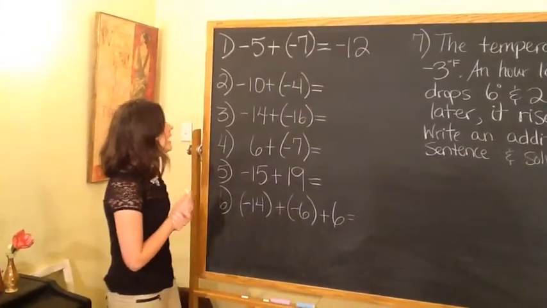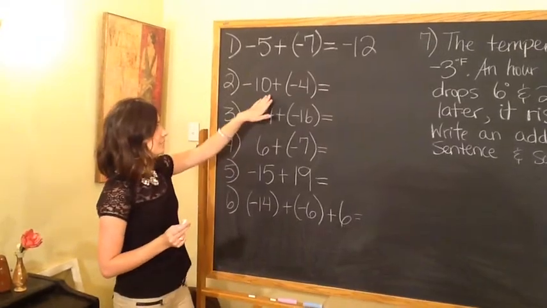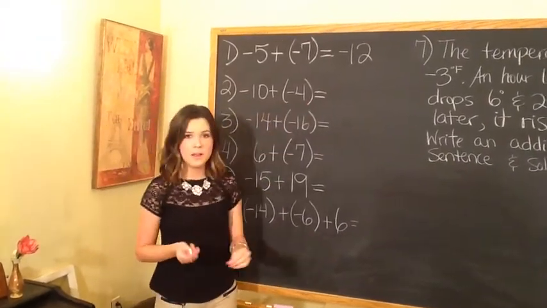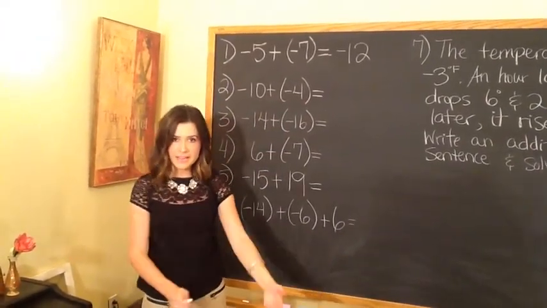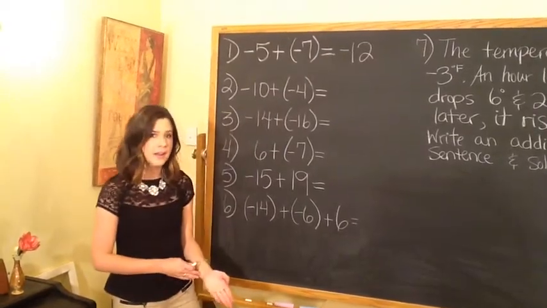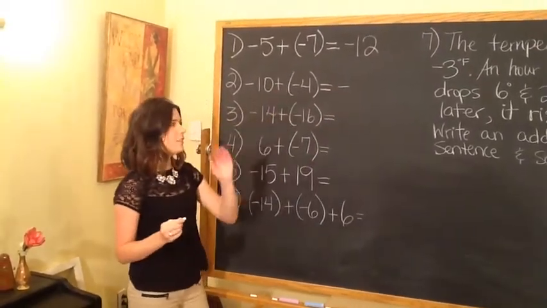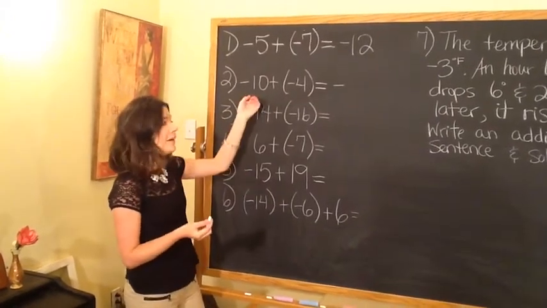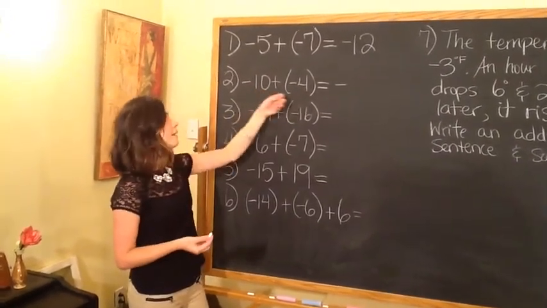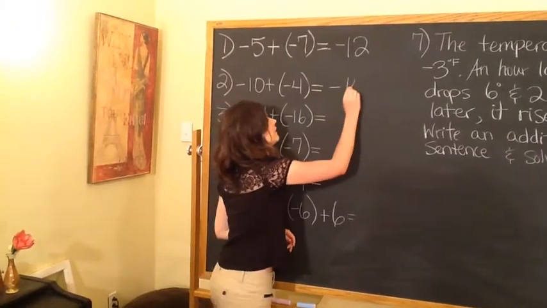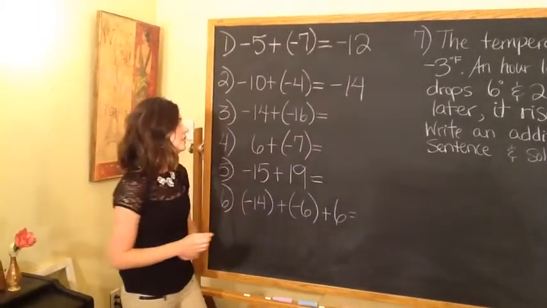Okay, let's go ahead and look at number 2. We have negative 10 plus negative 4. Now we have a negative number plus a negative number. So what kind of solution are we going to have? Okay, we're going to have a negative solution. Negative plus negative always gives us a negative solution. So then we're going to go ahead and just add our integers up. So 10 plus 4 gives us 14. So our answer is going to be negative 14.